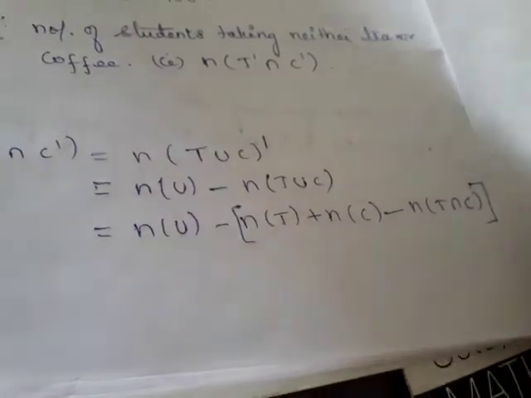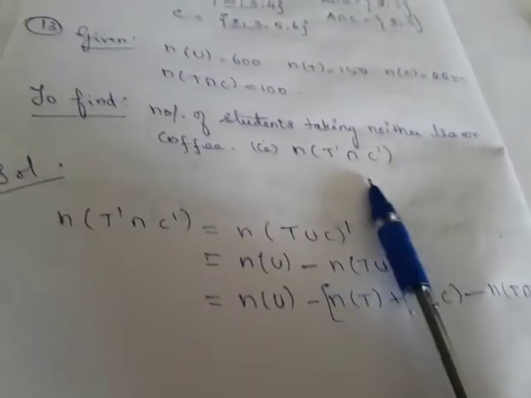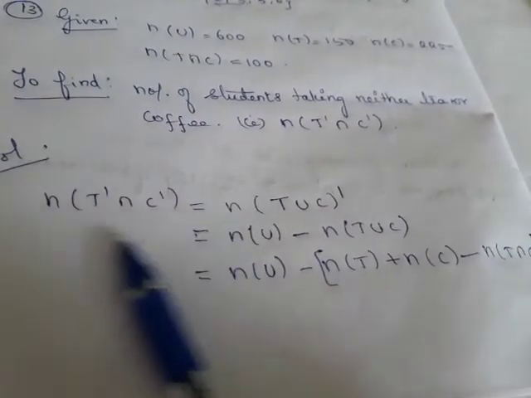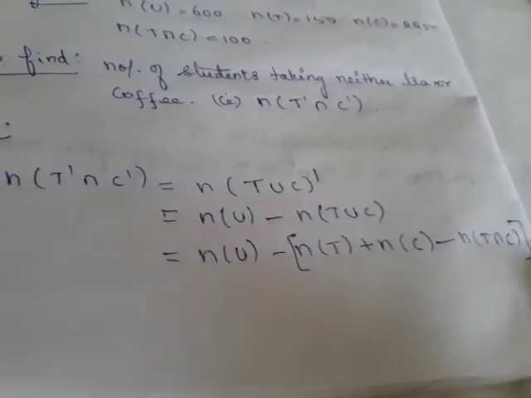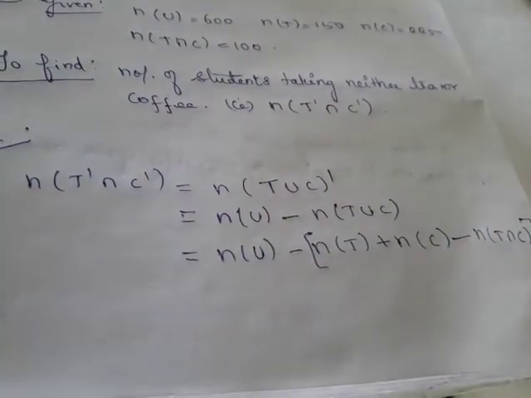And kindly put braces since we have negative sign here, or else you will miss out the signs. Now why we need to do all these things here? Why can't we directly find the value? Because the data is given only for n of u, n of t, n of c and n of t intersection c. So we are trying to replace the given question in terms of the known values. Then only we can substitute the numbers and find the answer.